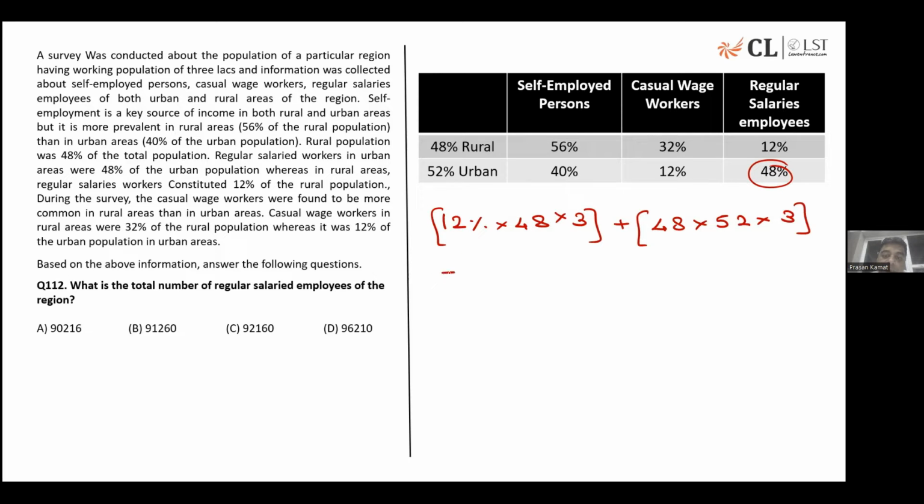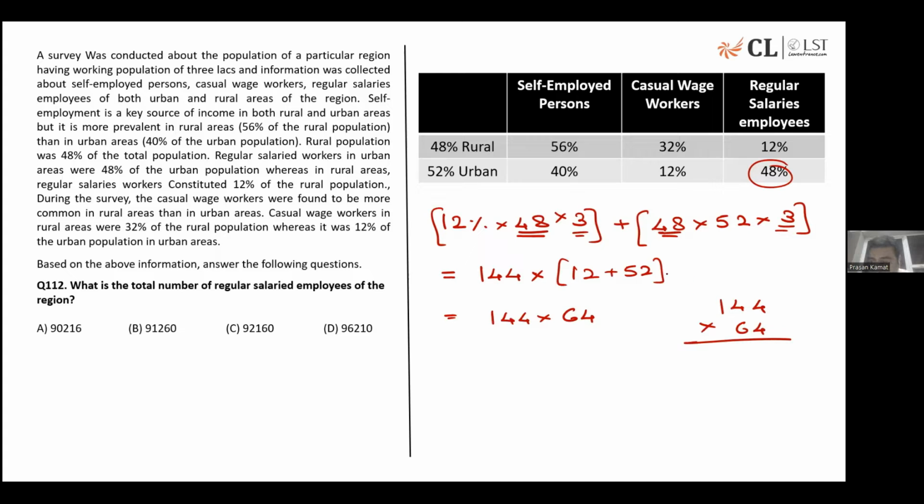Now, if you look at the common, 48 is common to both, and 3 is common to both. So 48 threes is 144. 48 threes are 144 into, take it out, it is 12 plus 52. So it will be 144 into 64. Right? 144. Now the options are closed, so we will multiply it. Just multiply it the conventional way, guys.